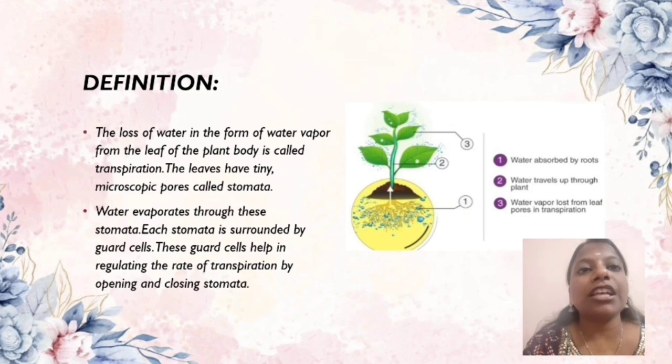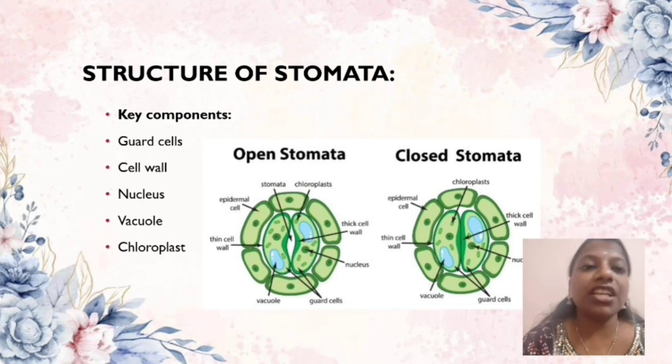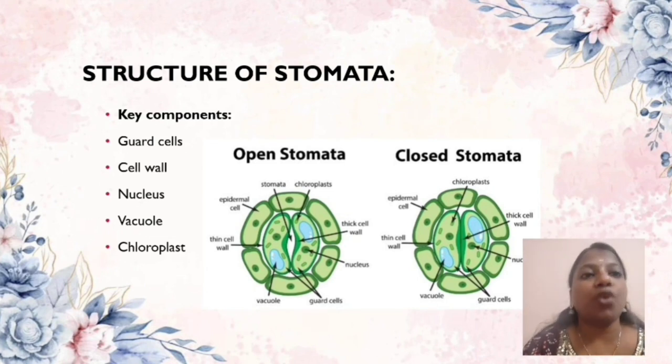And next we are going to see about the structure of stomata. In the structure of stomata we have guard cells which protect the stomatal pore, and the cell wall of these guard cells is thicker inside and thinner outside. It is thicker inside to protect the stomatal pore, and this helps in the opening and closing of the stomata. And next, the guard cells have a nucleus, vacuoles and chloroplasts, and the whole guard cell is covered by many epidermal cells. So this is the structure of stomata.